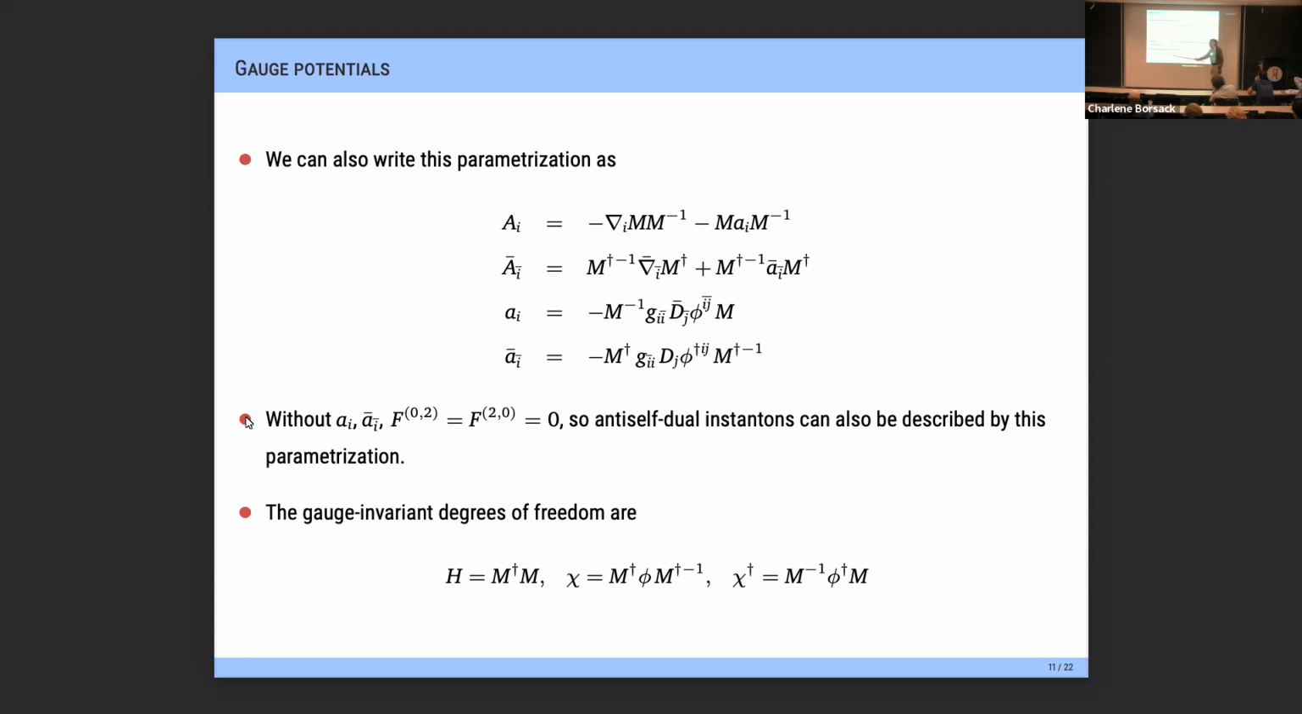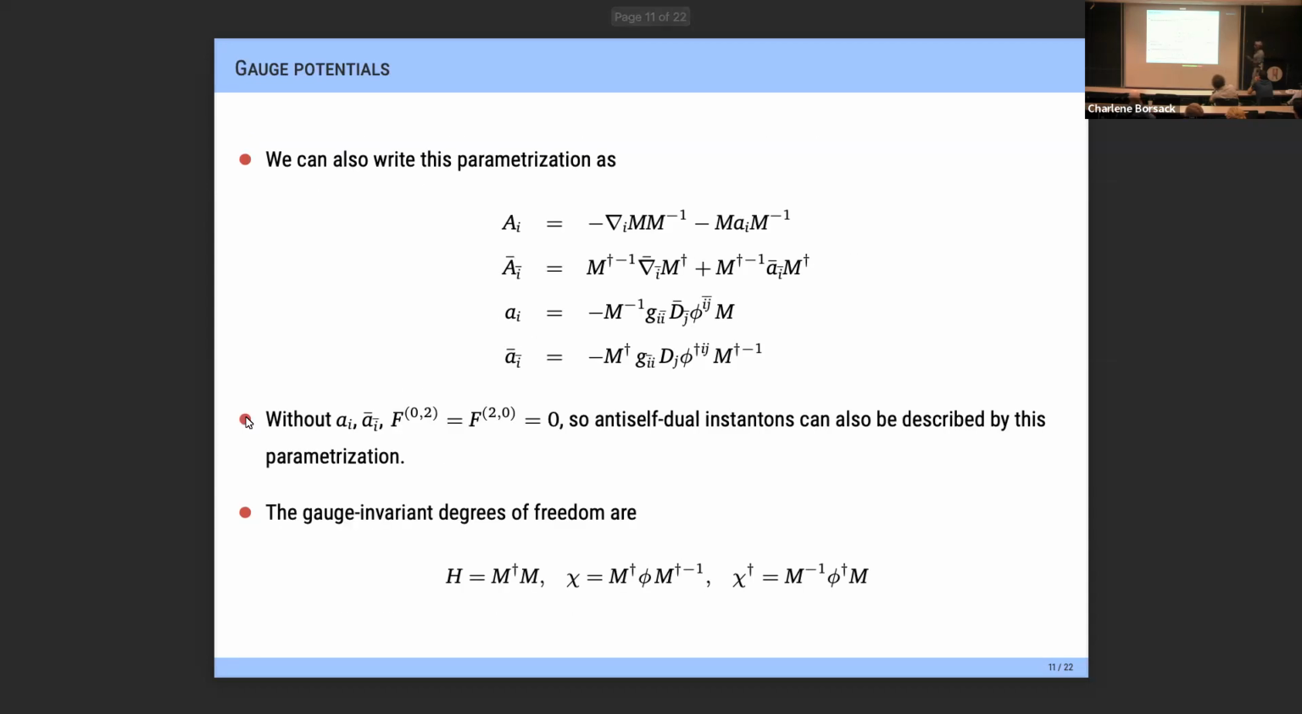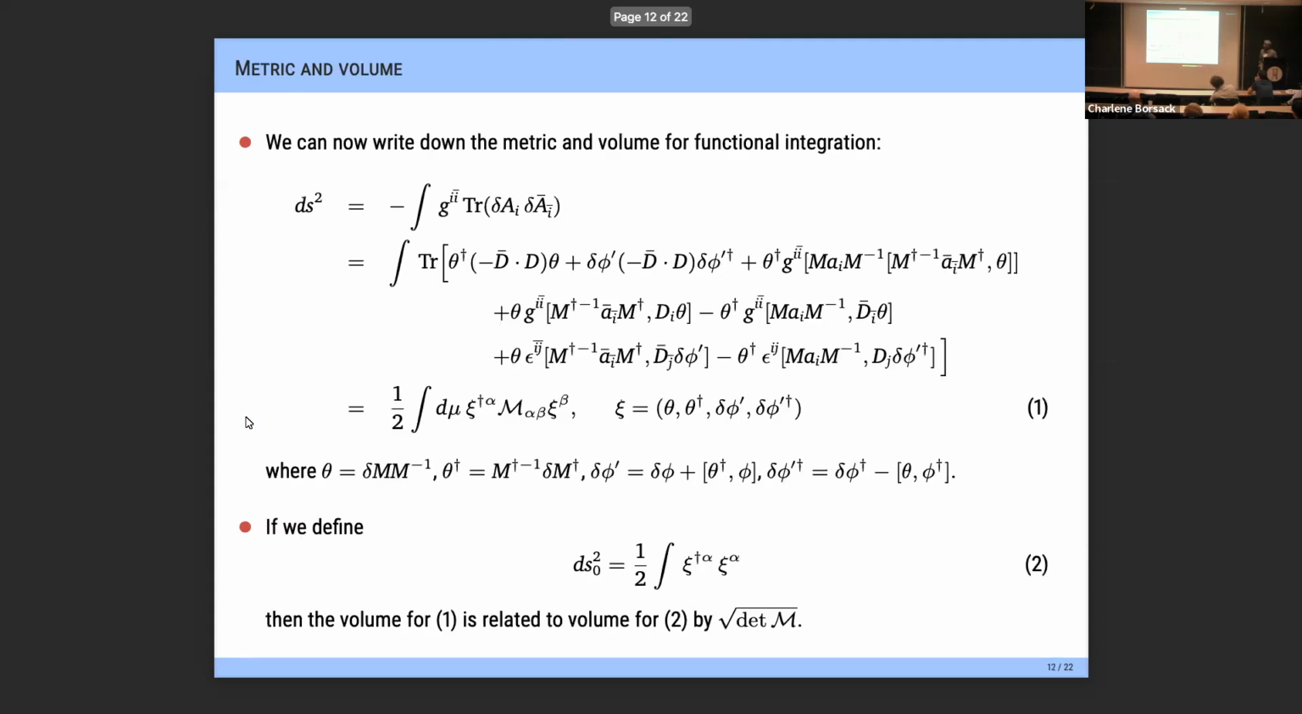From this, we read off the gauge invariant degrees of freedom. M dagger M is one of them, that's 1 degree of freedom. Then there is a combination of the phi that I showed you and M, which is gauge invariant, and its conjugate. So these are the 3 gauge invariant degrees of freedom that we would have, in addition, of course, to the pure gauge degrees of freedom. So what do we do now? We take these expressions and simply take the variations of this and write down a metric that we want to calculate. So here is a formula for the metric. It's a little messy, but it's not conceptually complicated.